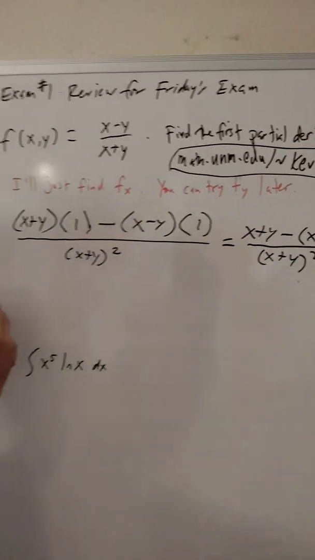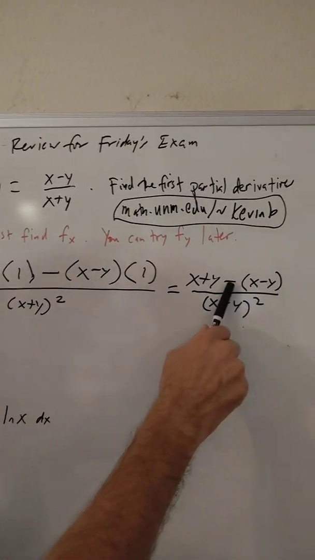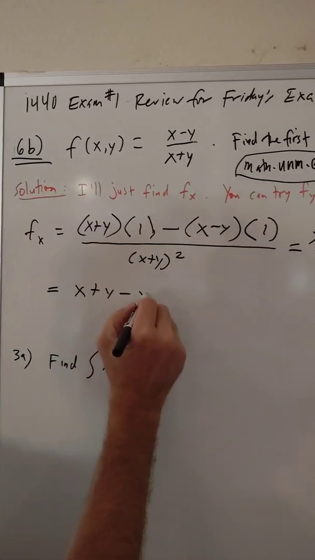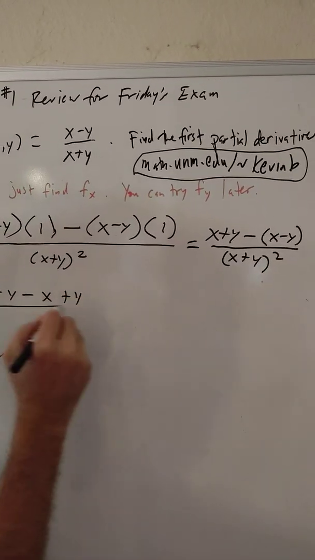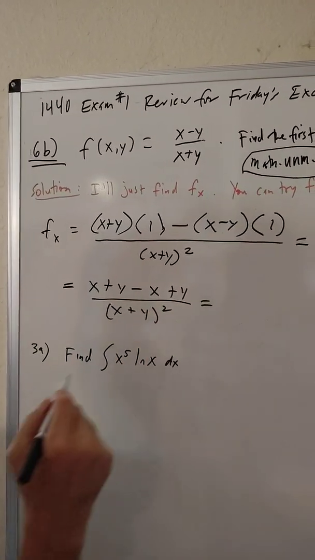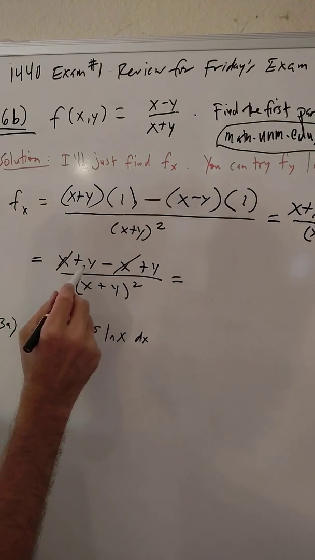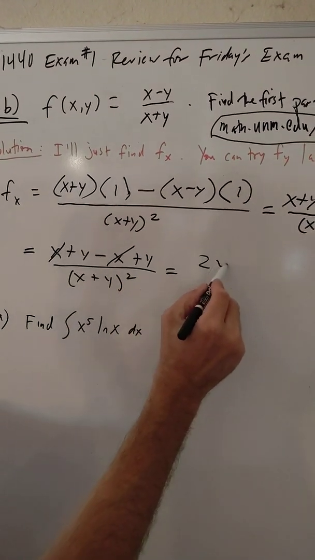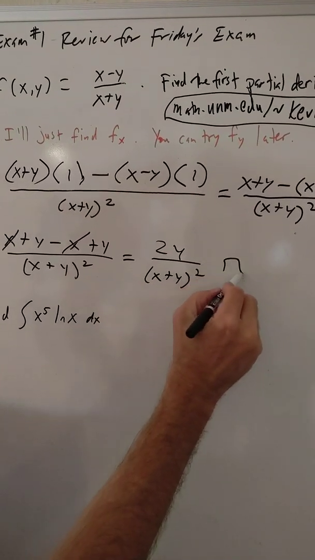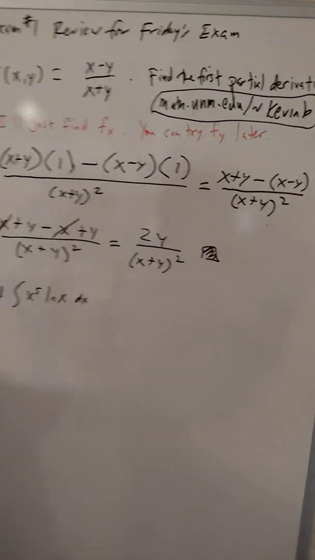I'll continue over here. So this is going to equal, let's carefully remove these parentheses by distributing that minus. So the numerator becomes x plus y minus x plus y, all over x plus y squared. And look at that, the minus x goes away with the plus x. And then we're just left with y plus y, which is 2y, over x plus y squared. And that's it, we're done. So there is the first order partial derivative with respect to x.